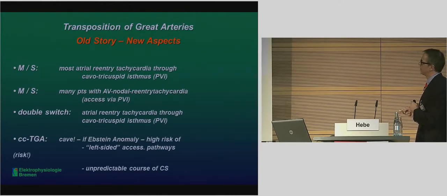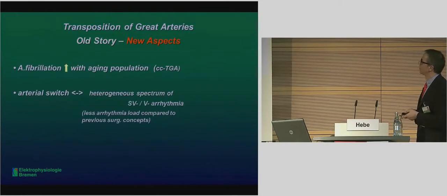And in patients with CCTGA, we always have to take into account that there could be an Epstein anomaly, and with the Epstein anomaly, we have a high risk of the existence of accessory pathways, and for this, a high risk for severe tachycardia. And we have an unpredictable course of the coronary sinus, as we found in many other patients. Atrial fibrillation, last slide, will become a problem with aging of this patient population, especially of the CCTGA population.